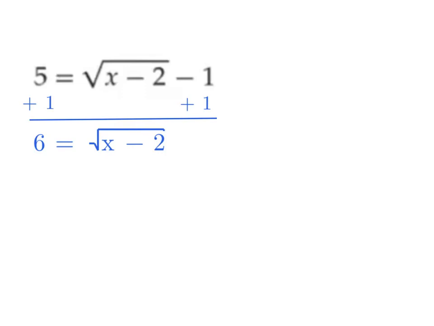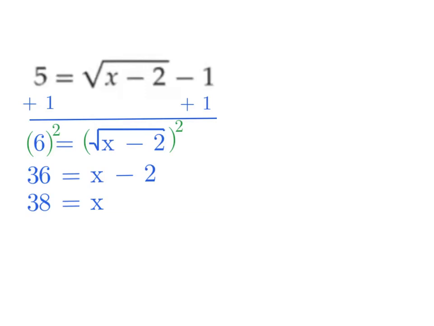So now that I've gotten the radical by itself, what kind of radical is this? Square root. What's the index here? 2. So what do I have to raise both sides to? The second power. So if I raise both sides to the second power, the radical and the power will cancel. So that side now just is x minus 2. What's the left-hand side going to equal? 36. Okay. So what's x? 38. Add 2 to both sides.